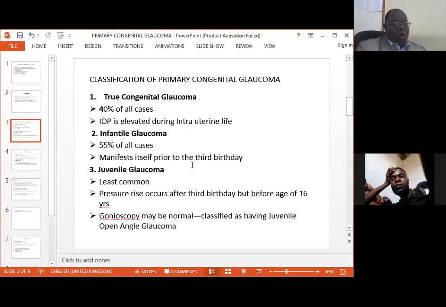Juvenile glaucoma is the least common. They've passed through these stages and are now more or less juvenile. Who are the juveniles? 12 or 18, somewhere there. That's when they have the glaucoma. Pressure rise occurs after the third birthday, but below the age of 16. Gonioscopy may be normal, classified as having juvenile open angle glaucoma.